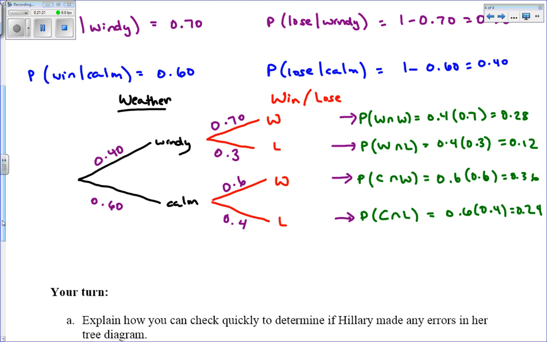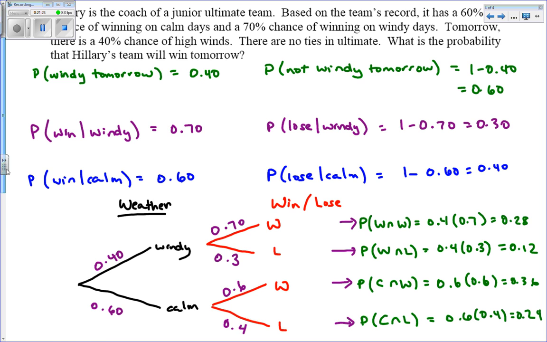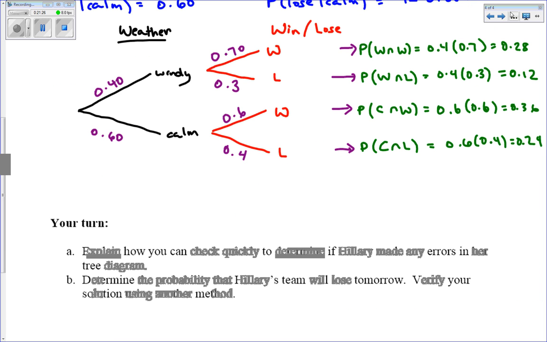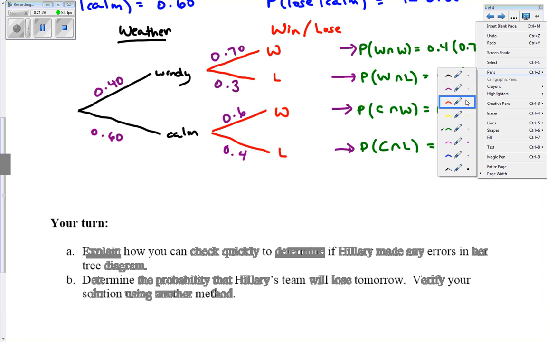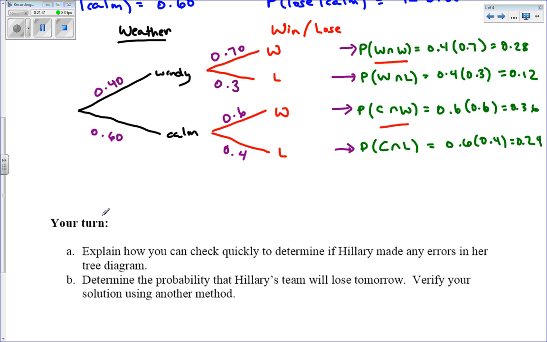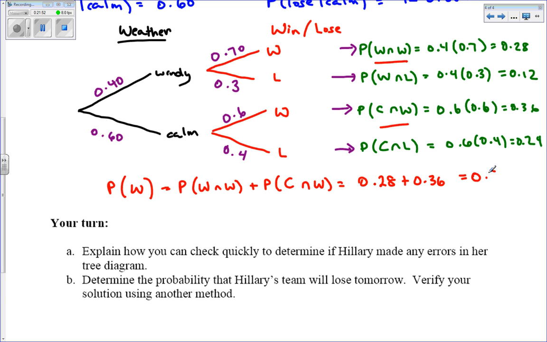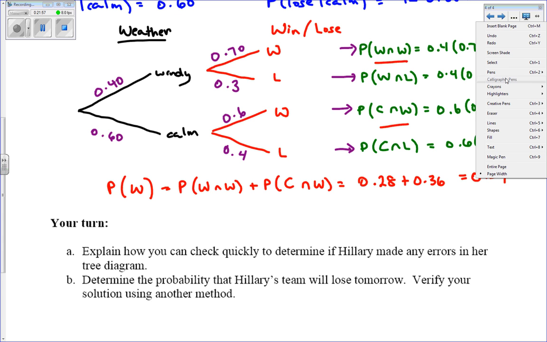So the question we were asked was the probability that they will win tomorrow. There are two circumstances for that, right? For winning, we've got windy and winning, calm and winning. So the probability of winning is equal to the probability of windy and winning plus the probability of calm and winning, which is 0.28 plus 0.36 or 0.64. Can't add.